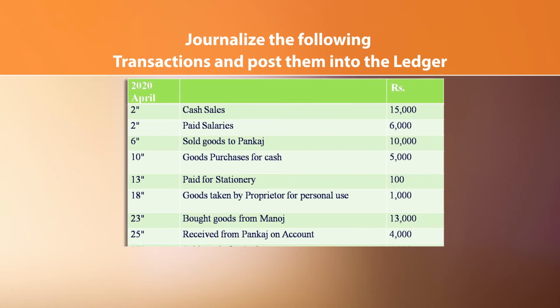Next one is received from Pankaj on account, 4,000 rupees. So here we have received rupees 4,000 from Mr. Pankaj's account. Again two accounts are going to be affected: the first one is the cash account and the second one is the Pankaj account. Cash is coming to the business, and cash is an asset for the business, so we will apply the rule of the real accounts: debit what comes in.